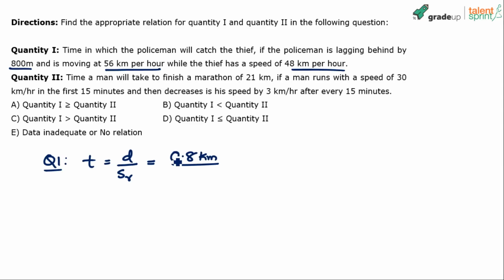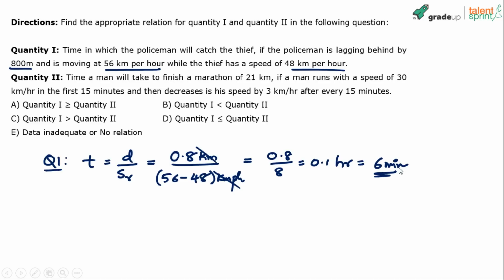And what is speed? Speed should be the relative speed, and relative speed when two persons are running in the same direction is the difference of their speeds. So 56 minus 48 kilometers per hour. You understand? Distance to be covered by the policeman is 800 meters. The relative speed between the policeman and the thief is 8 kilometers per hour. Yes or no? So basically the policeman is running 8 kilometers per hour faster than the thief. At this rate, how much time will it take to cover 0.8 kilometers? Only look at the magnitudes, units are anyway comparable. So 0.8 by 8 is 0.1 hours. 0.1 hour is equal to 6 minutes. So quantity 1 is 6 minutes.